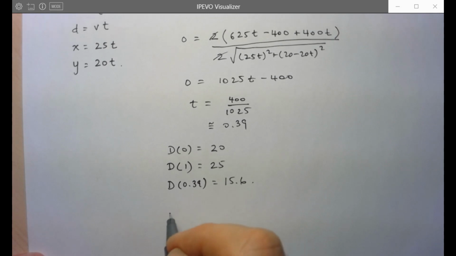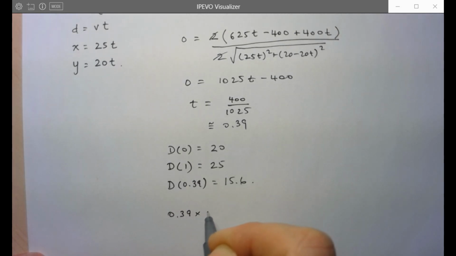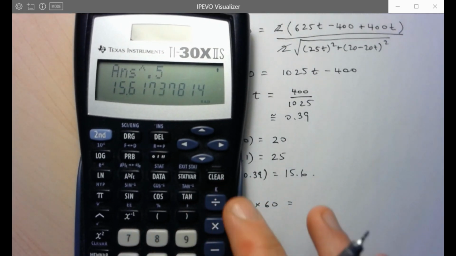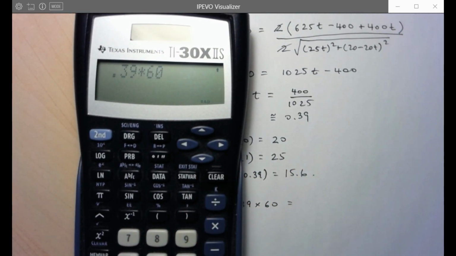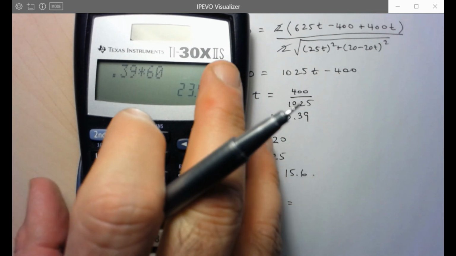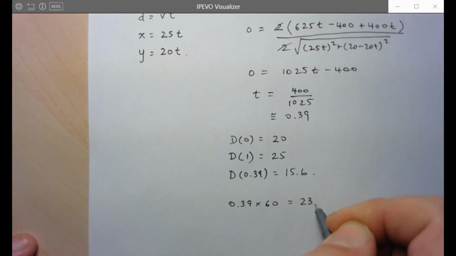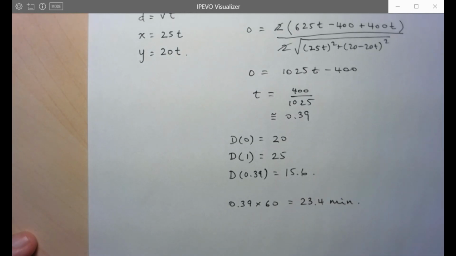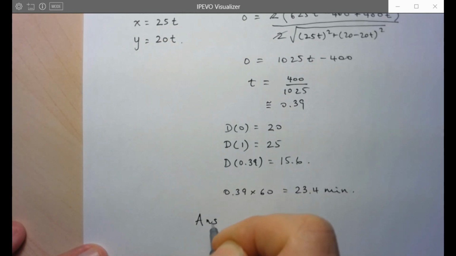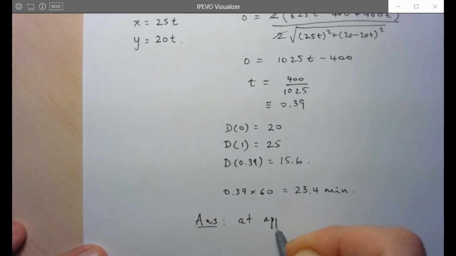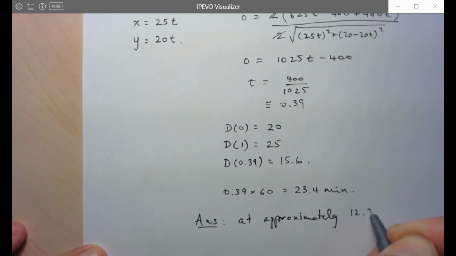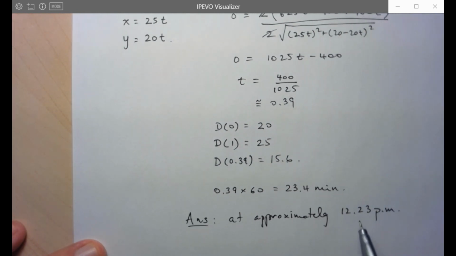Let's just calculate 0.39 times 60. So we can at least put it into minutes. And that's equal to, 0.39 times 60 represents about 23.4 minutes. So that means our answer is approximately 12:23 p.m. Because it's about 23 minutes past noon.